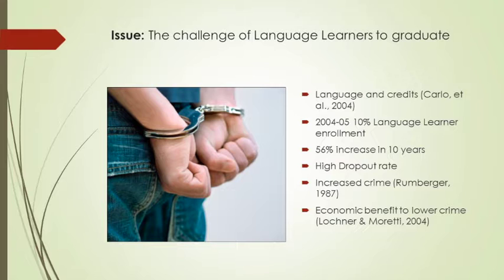Since 1994-95, there has been a 56% increase in this population. The high dropout rate is a concern. Dropouts are more likely to engage in crime than graduates. Because crime creates large social costs, even a small reduction in crime associated with schooling may be economically significant.